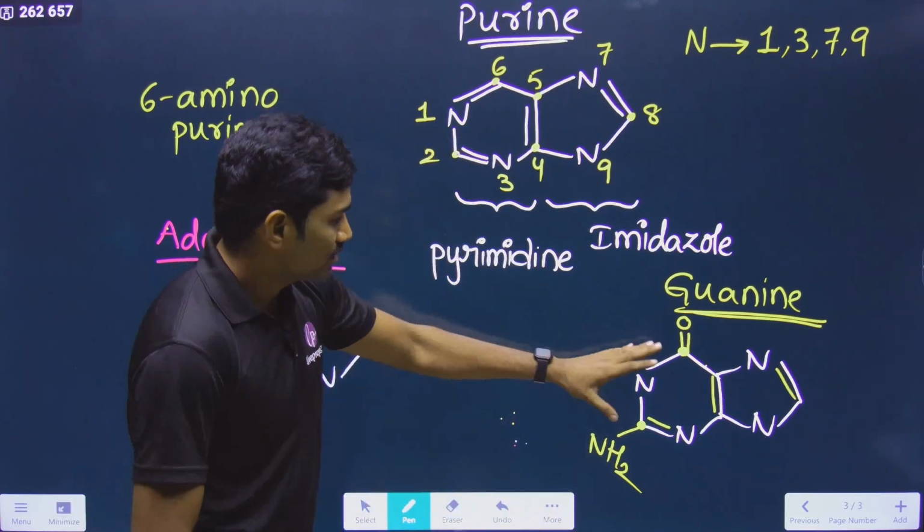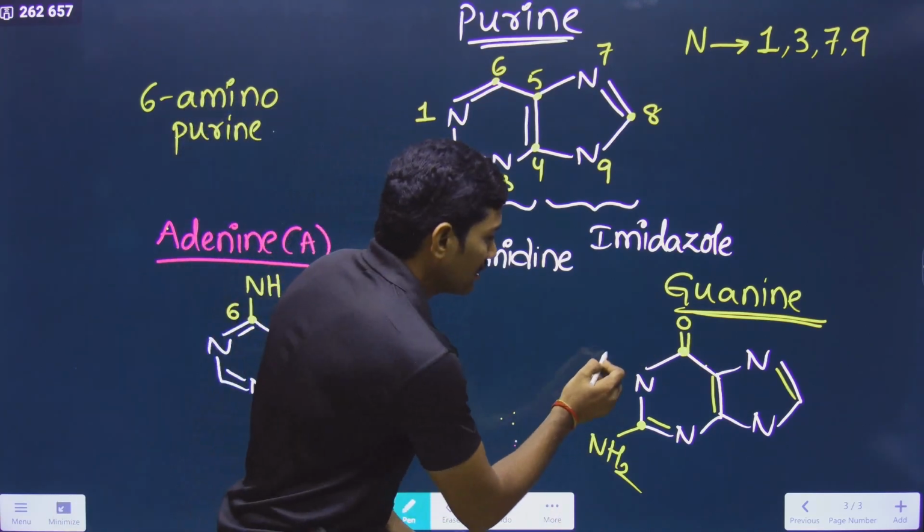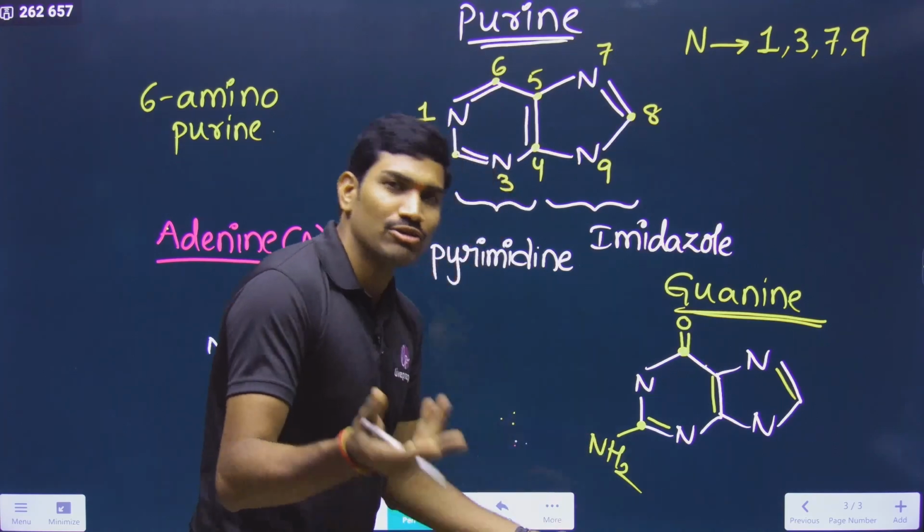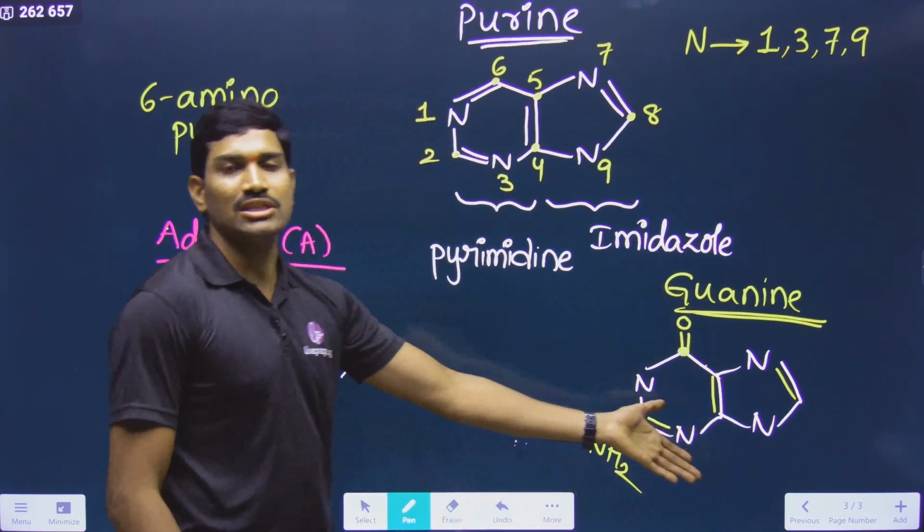That's it. So simply leave it like this. If you want to write hydrogen, you can write it. Even if you are not writing hydrogen, no problem. This will be like this. This is the structure of guanine.